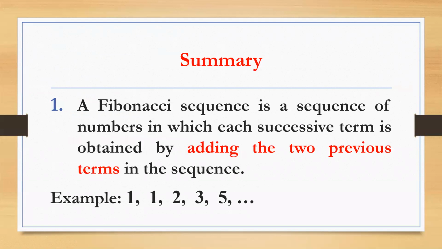So students, in today's lesson, we have learned about the Fibonacci sequence, which is a sequence of numbers in which each successive term is obtained by adding the 2 previous terms in the sequence. An example will be 1, 1, 2, 3, 5, and so on.